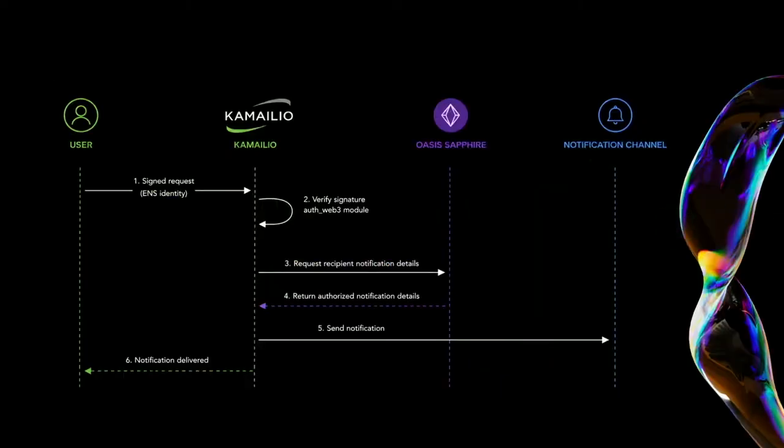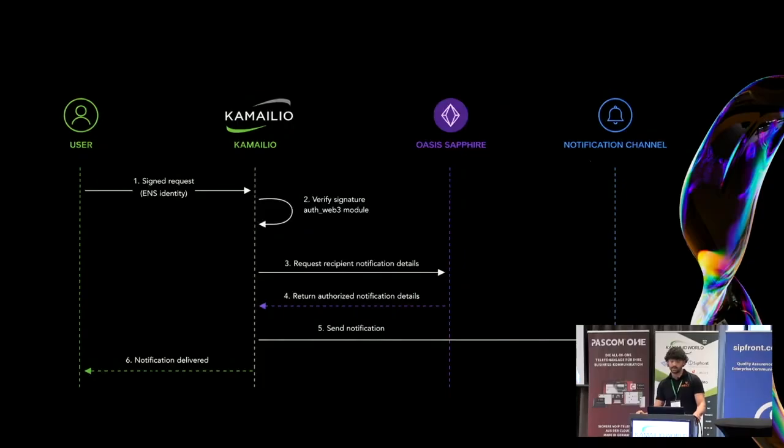After we get the request authorized and delivered back to the Kamailio, it's still broadcasting it to the corresponding notification channel. We can send the notification from the Kamailio directly to the notification channel after we make some small operations on the Kamailio side, like exchanging the JWT to an access token with Apple or with Firebase, and then sending the notification to the corresponding notification channel. Then we get the response and we are returning it back to the user.